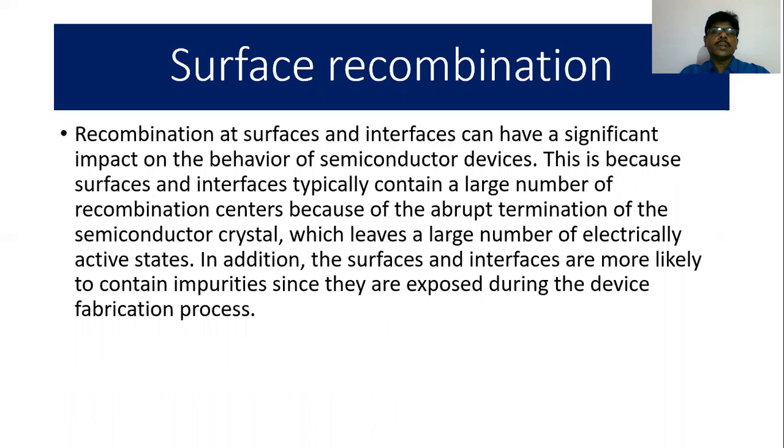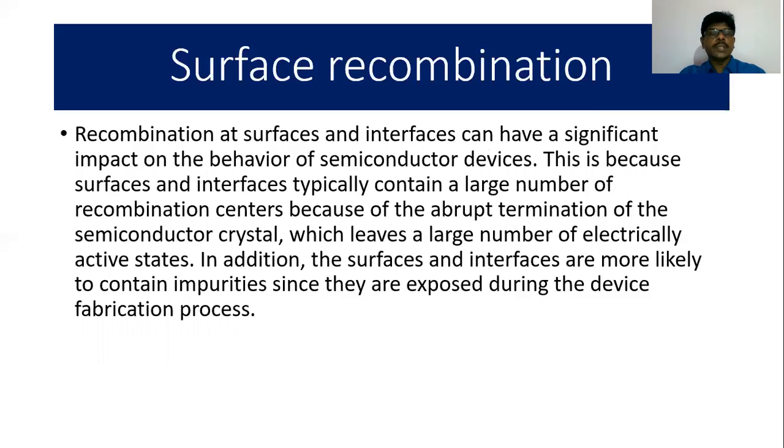Now, what is surface recombination and recombination at defects? Recombination at surfaces and interfaces. An interface is an area where one type of material meets another type of material, or where one type of material terminates. So recombination at surfaces and interfaces can have a significant impact on the behavior of semiconductor devices.